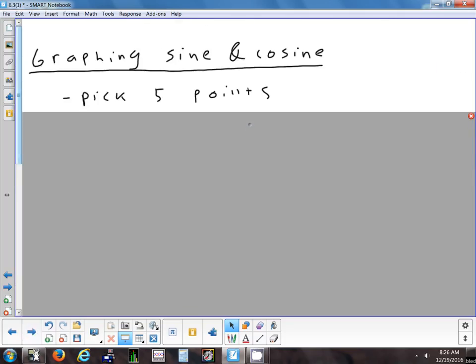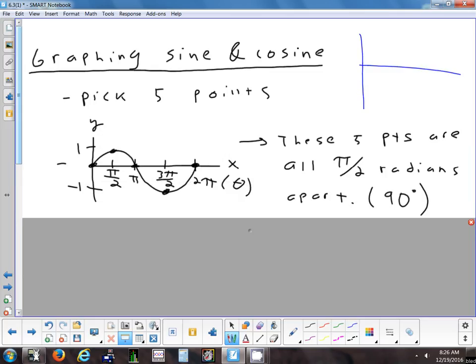Whenever we want to graph a sine or a cosine function, we're not going to graph the wave forever. What I'm going to have you do is just graph one cycle or one period of the function. We always want to remember that this function does continue forever, left and right. But we're not sketching it forever. We're just going to graph one period of the function.